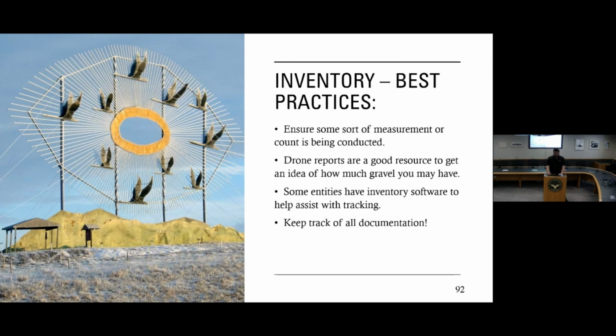Some entities also have inventory software to help with tracking. So use all of the tools at your disposal. If you have inventory capabilities in your software, try to use them, and get multiple people involved. You don't have to shoulder this all by yourself. If you have multiple people in your entity, deputies, assistants, get them involved, help segregate those duties even more, and get a good process in place. And lastly, keep track of all your documentation. Support documentation is very crucial, and that will segue into our next section about support documentation.